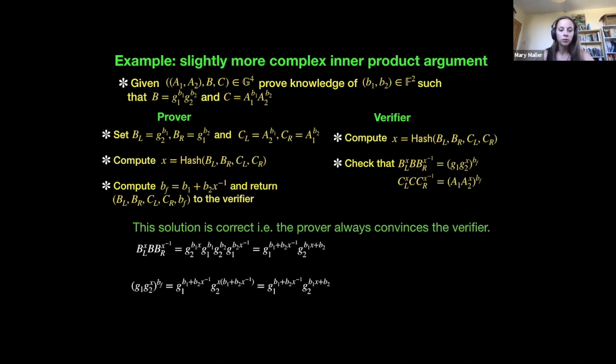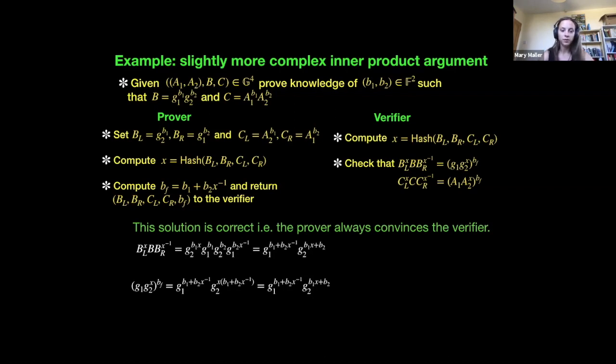In the verification equation, BL is taken to the power of x. So that gives you a term G2 to the power of B1x. Sorry, G2 to the power of B1x. In terms of B, you're not going to have to change anything. That's just G1 to the B1, G2 to the B2. And in terms of BR, that's G1 to the power of B2, x to the minus 1.